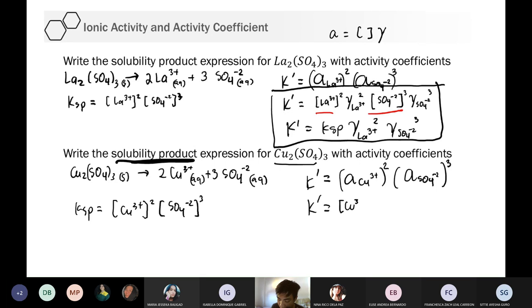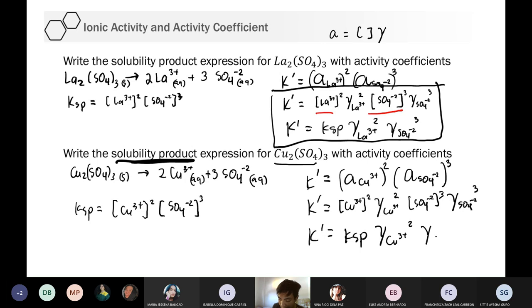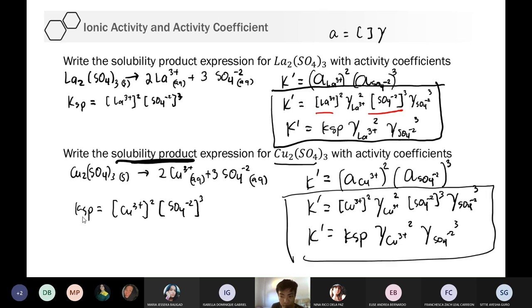So that's the concentration of copper 3 plus squared, gamma of copper 3 plus squared, times the concentration of sulfate ion cube, times its gamma, the gamma of sulfate ion cube. Yes, ano gagawin mo? Pwede mo pagsamahin yung concentrations to get KSP. Ito, pati ito, pwede mo pagsamahin kasi equal siya sa KSP. So that is K prime equals KSP times gamma copper 3 plus squared times gamma sulfate ion cube. So these are the correct way of writing the equilibrium constant.